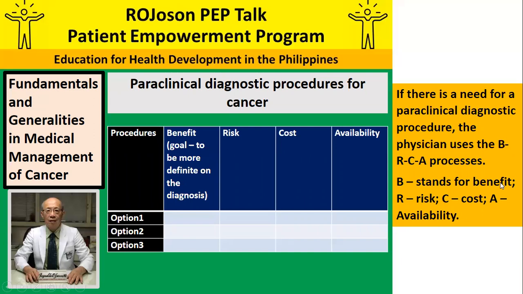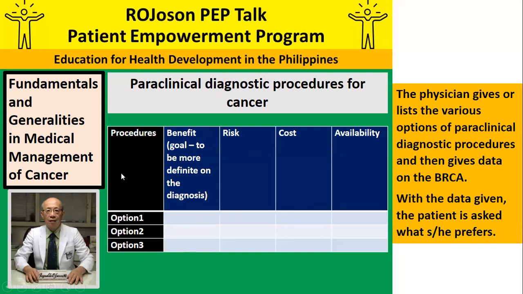If there is a need for a paraclinical diagnostic procedure, the physician uses the BRCA processes. B stands for benefit. The goal is to be more definite on the diagnosis. R stands for risk, C stands for cost, and A, availability. The physician lists down the various options of paraclinical diagnostic procedures and then gives data on the BRCA. With the data given, the patient is asked what he or she prefers.